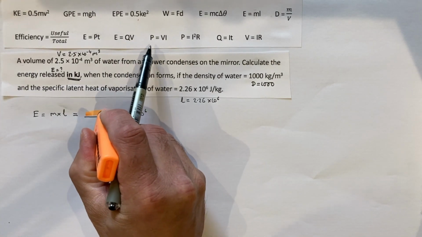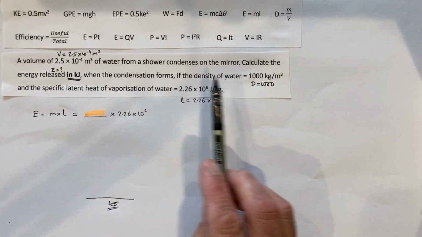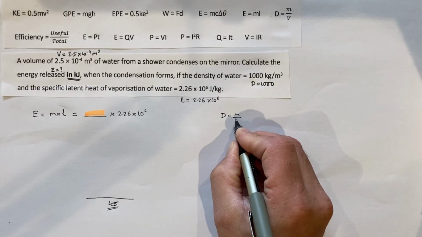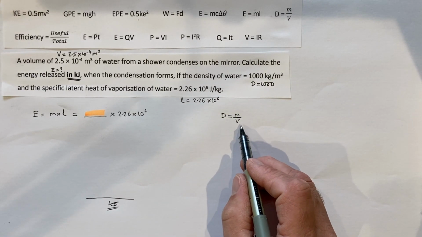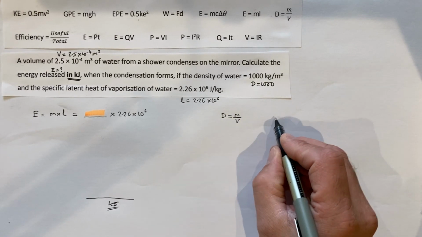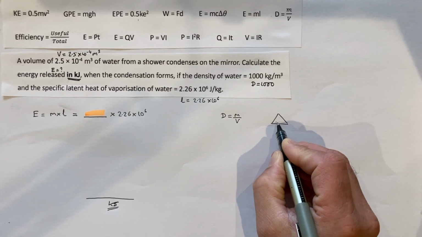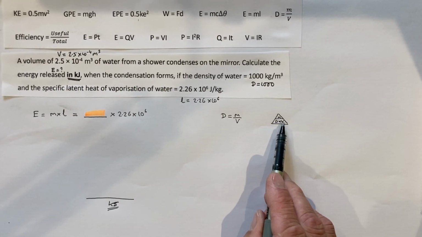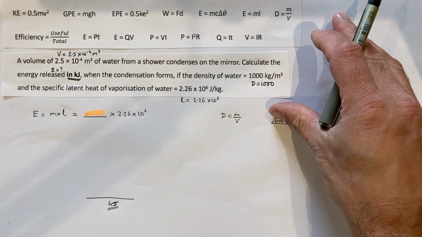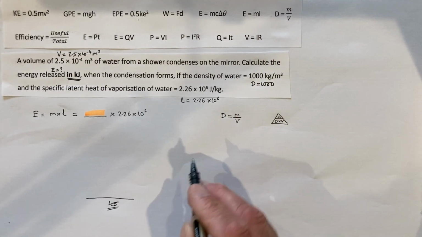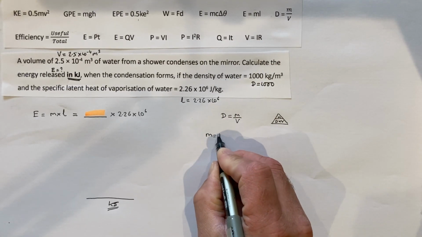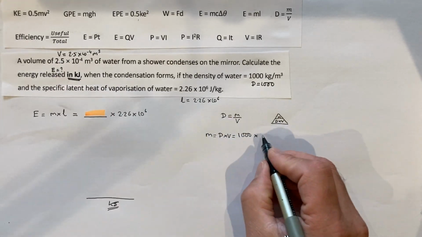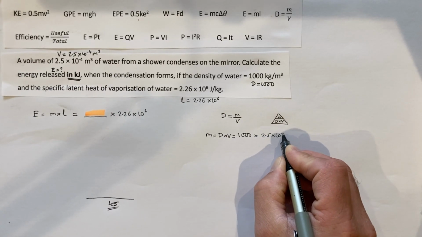So looking back, what links mass with volume and density? Well, of course, it is density is mass divided by volume. So I've got to rearrange that. You can rearrange that in a triangle, or you can do it in your head, but I'm going to just use a triangle for you. So density is mass divided by volume. So mass is going to be density times volume. Take that to the other side. So we've got mass is density times volume, which is 1,000 times 2.5 times 10 to the minus 4.